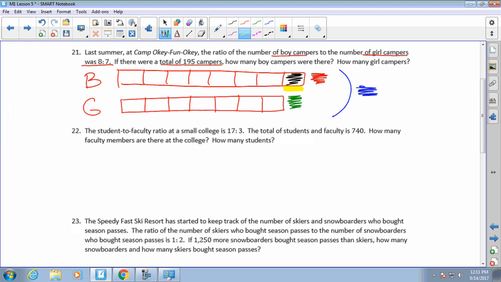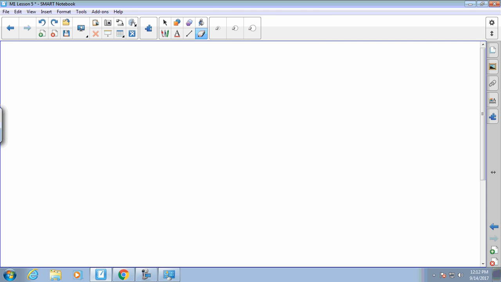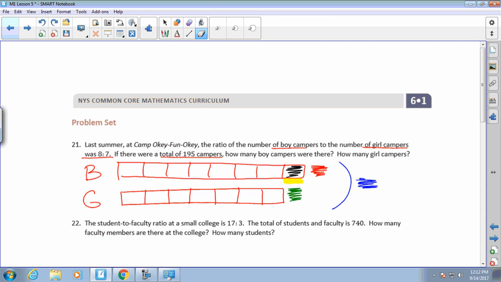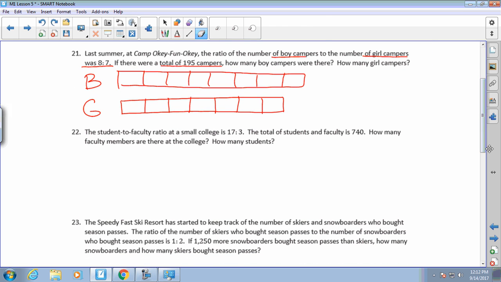Riley, where would you put the 195? By the blue. Very good. So instead of putting a big blue blob on your paper, let's write the 195 there. I'm going to undo that. Oops, what did I do? Get rid of those. All right, so where the blue was, I'm going to now write 195. And that represents both the boys and the girls.